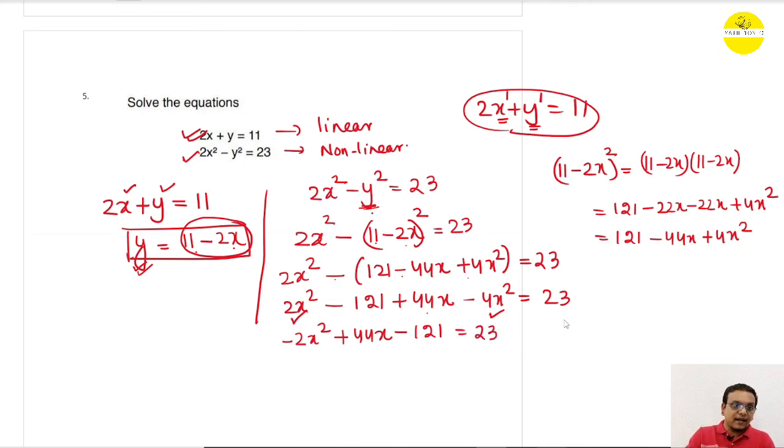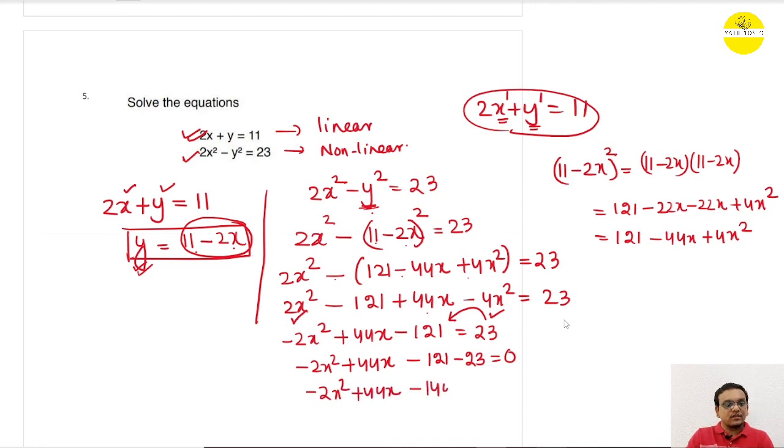Got it? Now if I try to bring this 23 to this side, that means I'm trying to bring all the terms to this side and make it equal to 0. So now tell me what you're getting. Minus 2x squared plus 44x minus 121 minus 23 is equal to 0. Got it? So this becomes minus 144, because minus 121 minus 23 becomes minus 144, is equal to 0. See, this equation I got.